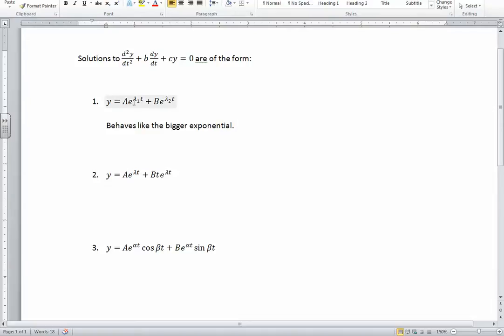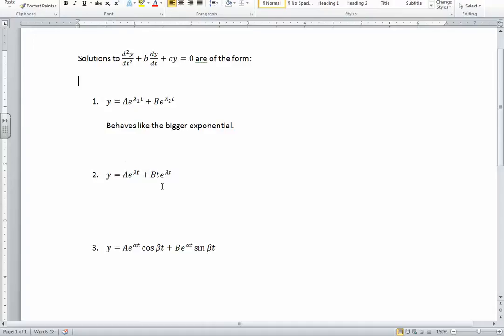So just to summarize, our conclusion when we have this kind of a function as a solution to this differential equation is we can think of it as behaving, at least in terms of positive t going forward in time, like the bigger of the two exponentials. Now, if the bigger one is positive, then that's going to be going up. If they're both negative, so that the bigger one is a negative exponential, then it will decay.